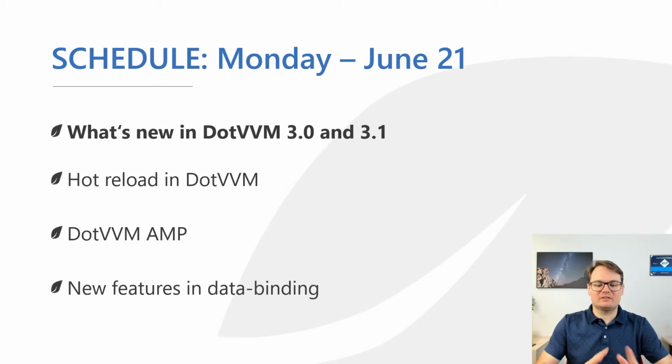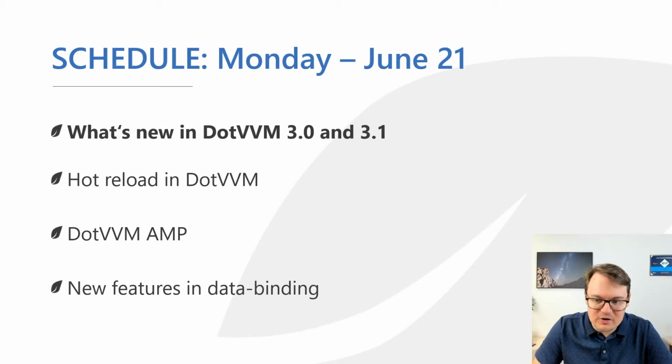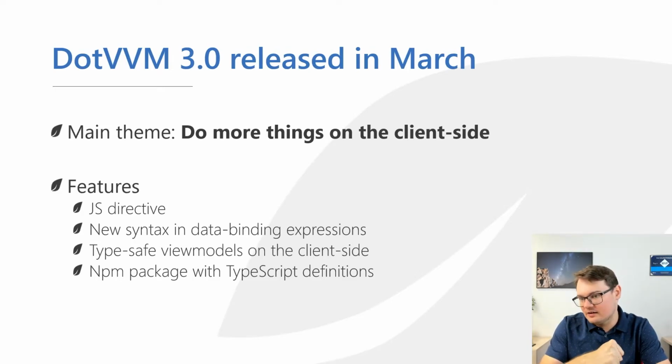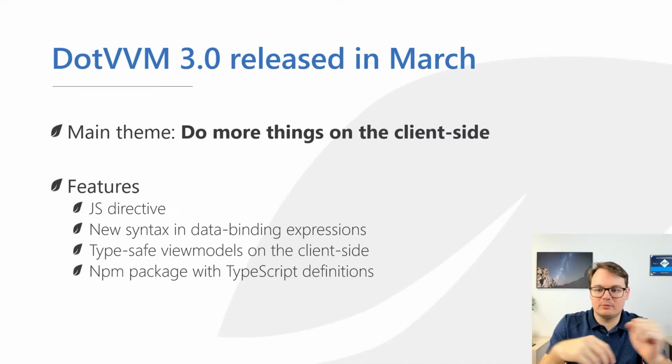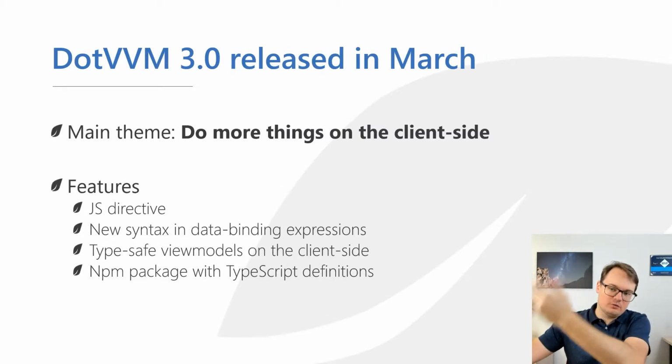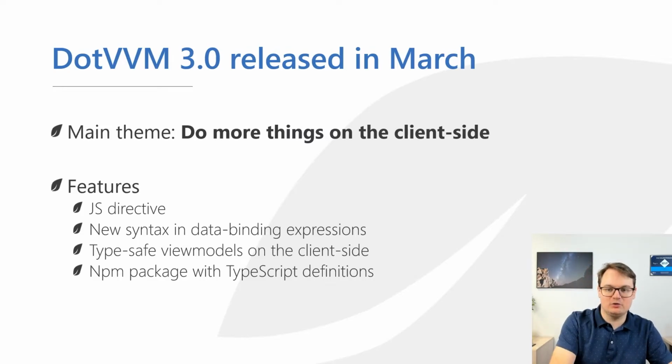Okay, so let's look at what's new in .vvm 3.0 and in .vvm 3.1. Basically, for .vvm 3.0, which we released 2 months ago, the main topic of this release was to allow doing more things on the client side. Because every click on a button, if you are using the classic command binding, means that .vvm will take the view model, send it to the server, the function is executed, and then the changes made to the view model are sent back to the browser.